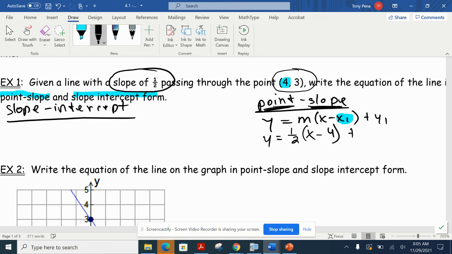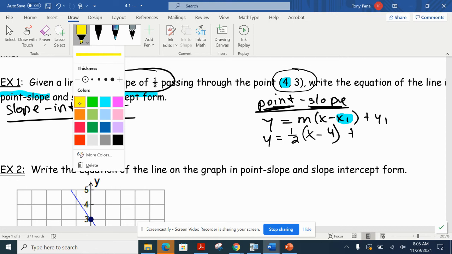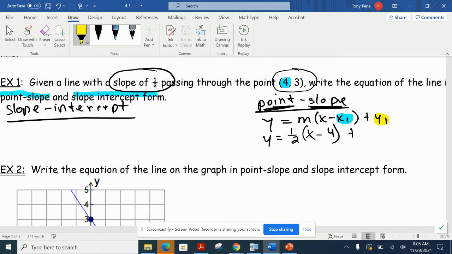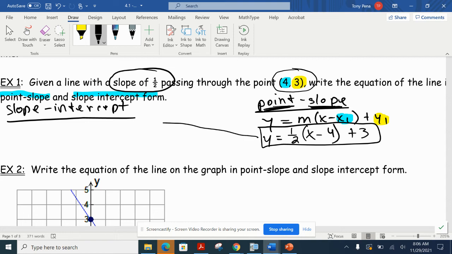And then we would do plus y, and then the y one here is just the y coordinate of the point that you were given to work with, which is that 3. And then this is your answer for point-slope form. You can just leave that. All right. To get slope-intercept form, then all we did is we then took this version and we simplified it.